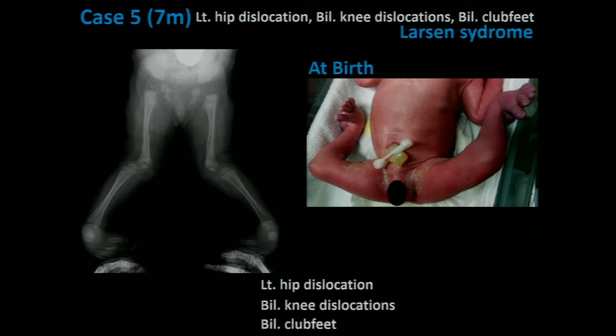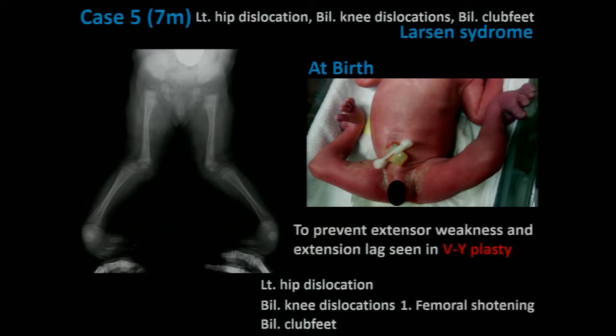So next patient is, as I said, Larsen syndrome. The typical Larsen syndrome, you can see the hip hyperextension, bilateral knee dislocation, and left hip dislocation, and bilateral club feet. So we used to use VY-plasty, but I don't use VY-plasty now, to prevent extensor weakness and extension lag, which is commonly seen in VY-plasty. So femoral shortening I use. So posteromedial release for club feet and DVO pelvic osteotomy was performed for left hip dislocation.